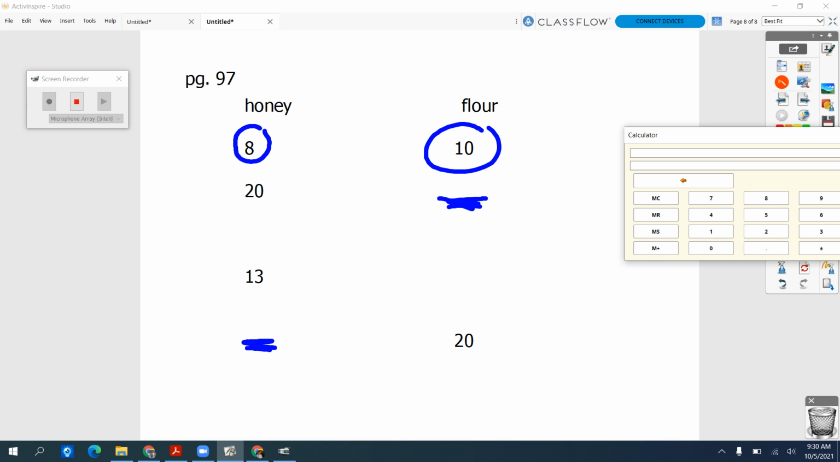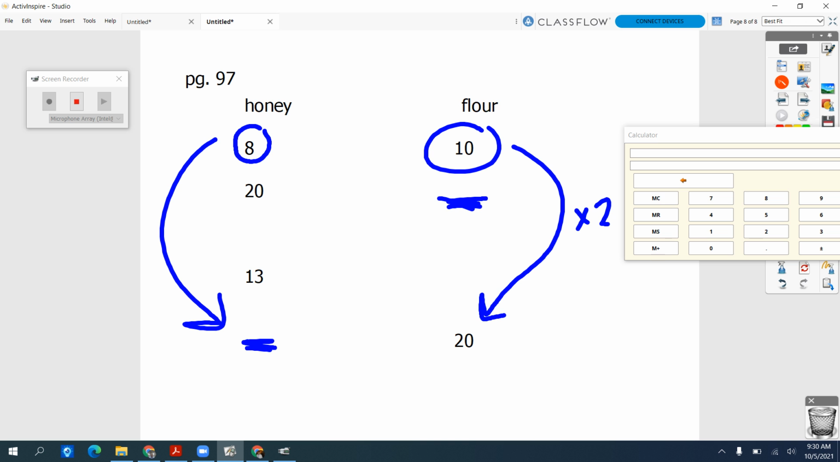Okay. So for this one, the first thing I noticed was I can go from 10 to 20 by multiplying by 2. So that helped me get this one right away. So I'm going to say times 2. 8 times 2 is 16. I already filled out part of my table.